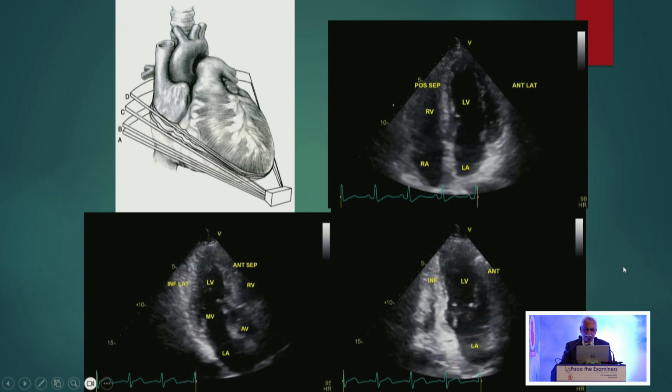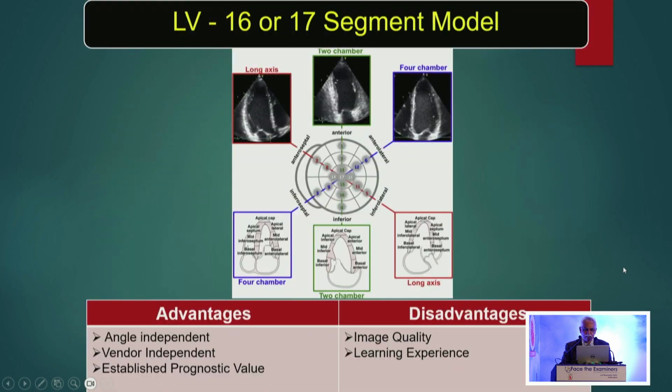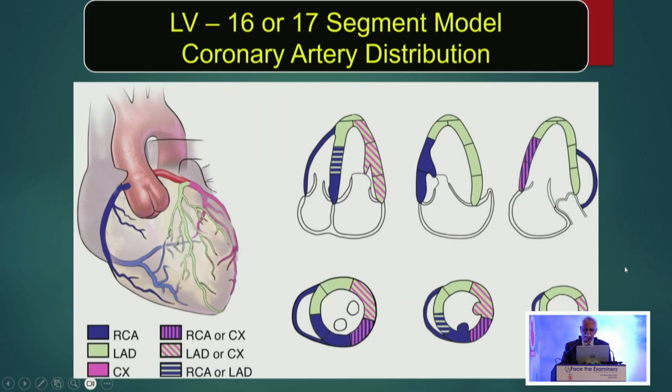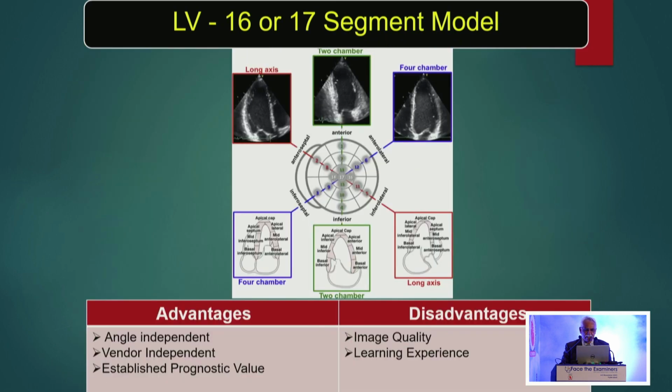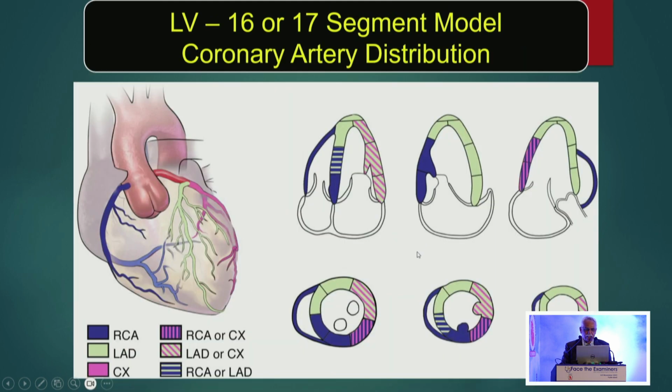By looking at the segments, we can find out whether the contraction is normal, reduced, markedly reduced, or contracting in the opposite direction. And it can be displayed as a bullseye display. Why should you have this division? Because this corresponds to the blood supply.